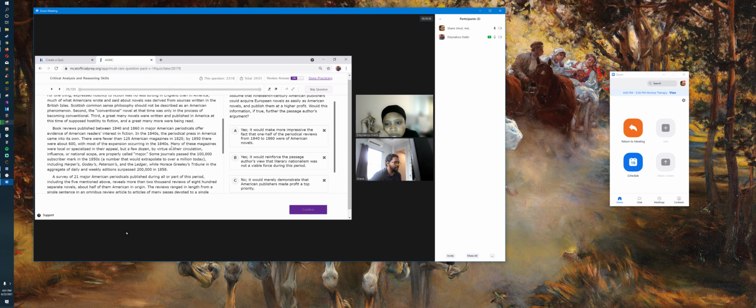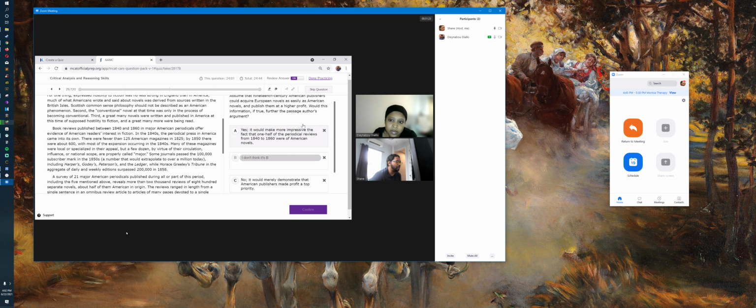"Yes, it would reinforce the passage author's view that literary nationalism was not a viable force during this period." I wouldn't pick this one. I don't think the author is saying that. I don't remember literary nationalism being talked about. But I would still read it.